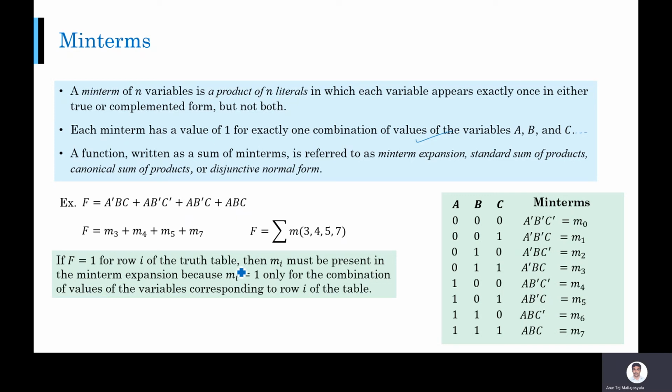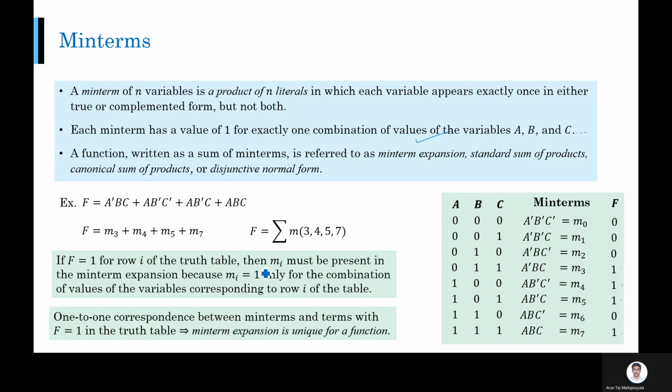If f is equal to 1 for row i of the truth table, then m_i must be present in the minterm expansion, because m_i is equal to 1 only for the combination of values corresponding to that particular row. Right? For other combinations, m_i is 0, so obviously if f is equal to 1, then m_i has to be present in the function. So this is the example that we have here, 3, 4, 5, 7. So f is 1 for any of these, and so all of these should be present in the expansion. Clearly, we have a one-to-one correspondence, and therefore this minterm expansion will be unique.